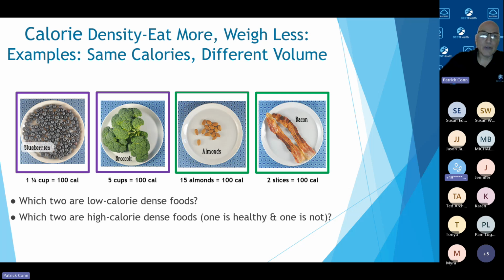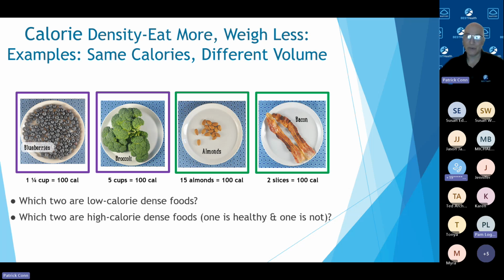It's showing you four things from left to right. One and a quarter cups of blueberries would give you 100 calories. You see here broccoli, 5 cups of broccoli gives you 100 calories. 15 almonds give you 100 calories. 2 slices of bacon give you 100 calories. So my question is, which two of these are considered low calorie dense foods?